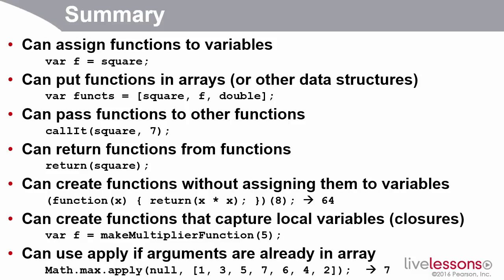And then finally, much more simply, if you have arguments that are already in an array and you have a function that expects the arguments to be passed in separately, you can use the apply method with null as the first argument and the array as the second argument.